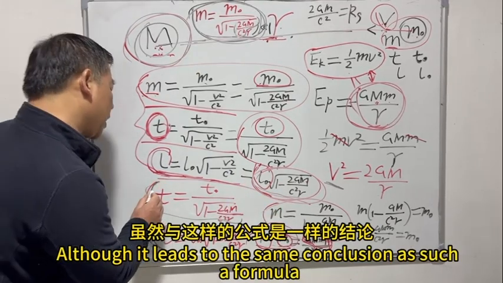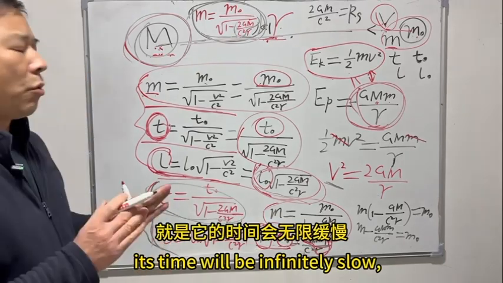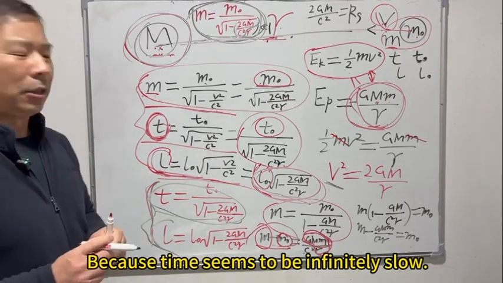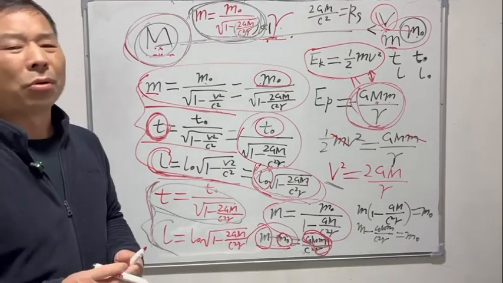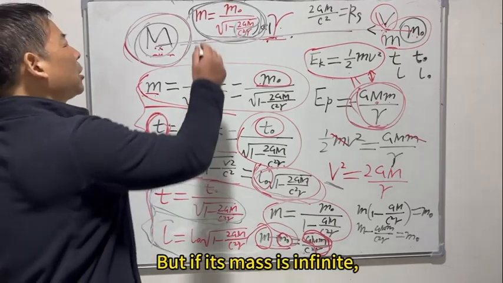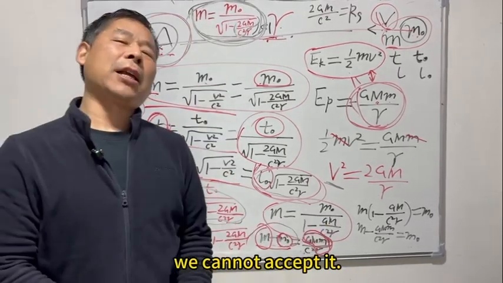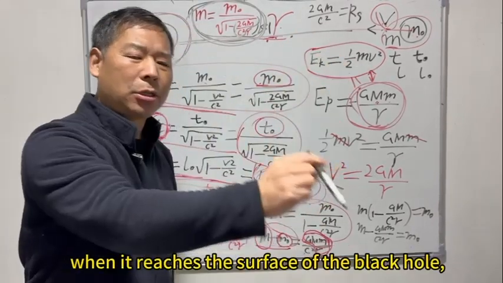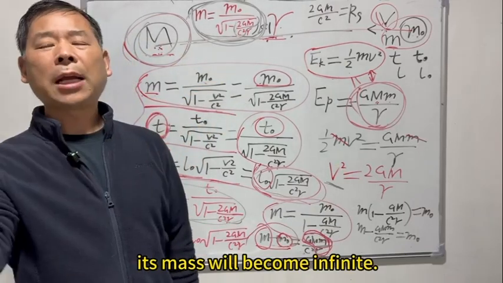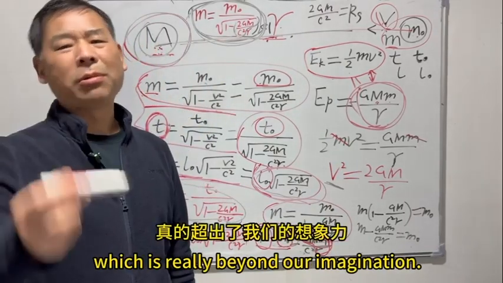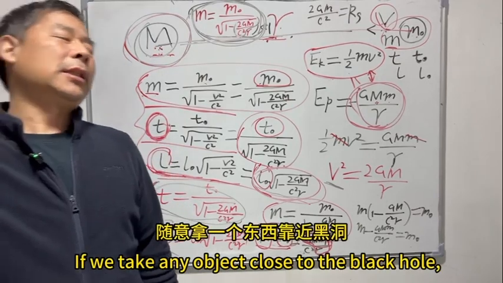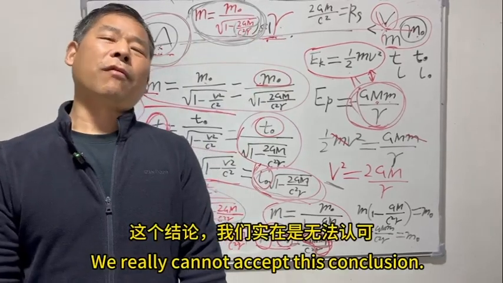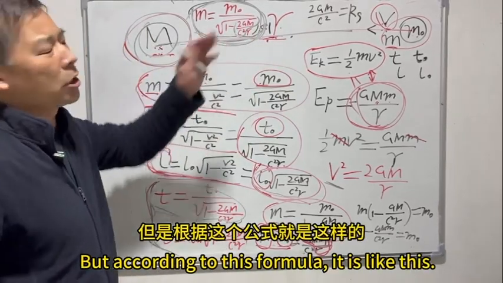Although it leads to the same conclusion as such a formula, its time will be infinitely slow, and its length will shrink infinitely. But it doesn't shock us much, because time seeming to be infinitely slow, we can seem to accept. But if its mass is infinite, we cannot accept it. For example, a pen approaching a black hole to the Schwarzschild radius: when it reaches the surface of the black hole, its mass will become infinite, which is really beyond our imagination. If we take any object close to the black hole, its mass will reach infinity. We really cannot accept this conclusion. But according to this formula, it is like this.